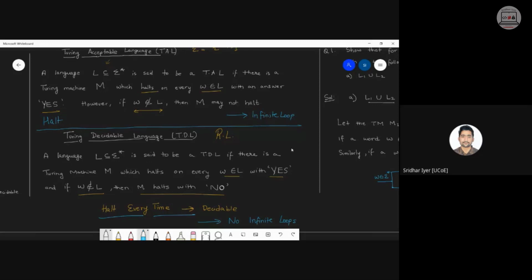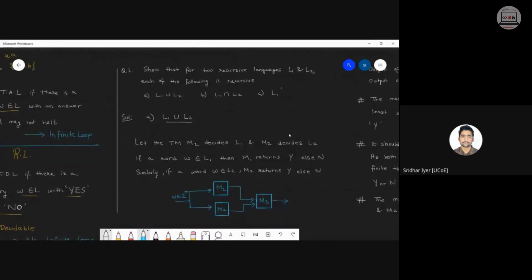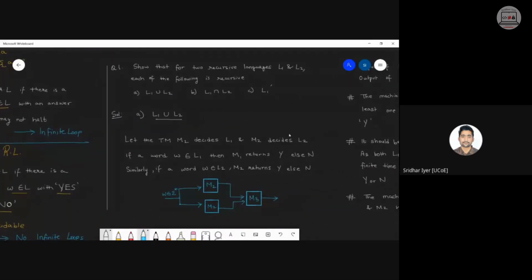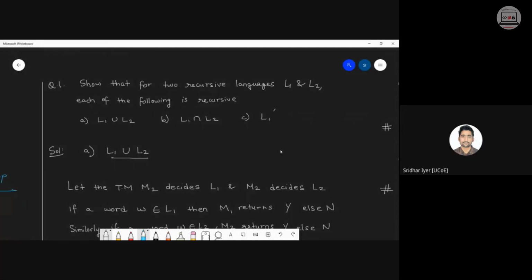Okay, so let's start with the very first problem. Let's have a look at the problem and then I guess this will be much clearer to you. So the first problem goes like this. Let me zoom it. Show that for two recursive languages. Whenever you're reading the question, read it properly, because these are the fundamental things over here.